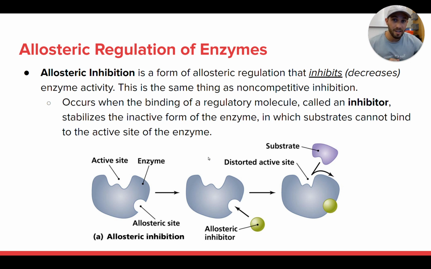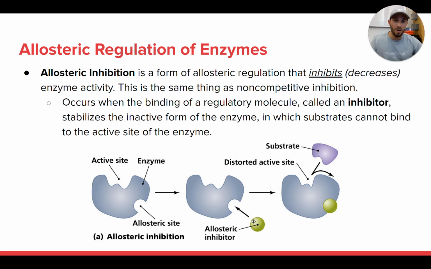Now the opposite also exists. There's something called allosteric inhibition. And this is the exact opposite. This is when you have a molecule binding to the enzyme at a location that's not the active site. And when it binds to that location, it changes the shape of the enzyme's active site into its inactive conformation, into a shape that's not compatible with binding to the substrate. It's going to prevent it from binding to the substrate.